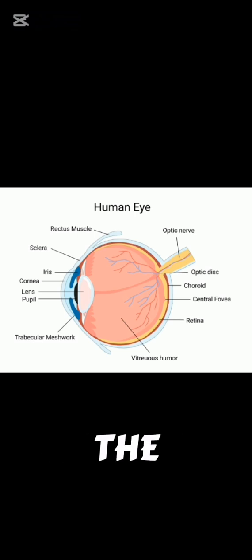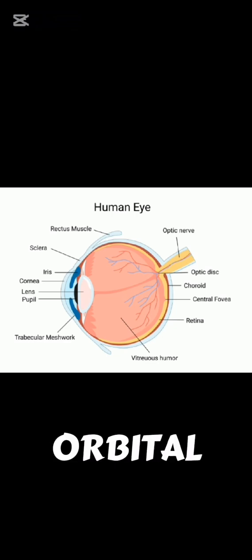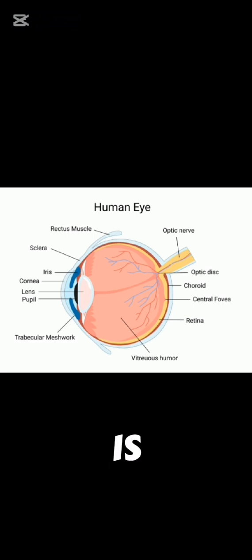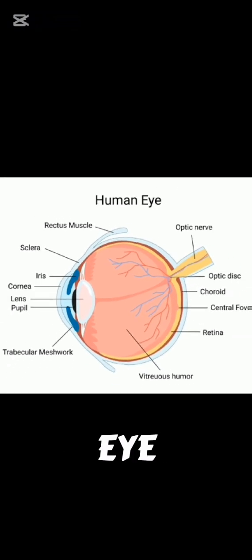The anatomy of the human eye. The human eye is an organ of sight that is located at the orbital cavity and is semi-spherical in shape. It's about 21 to 27 millimeters. The layers of the human eye.